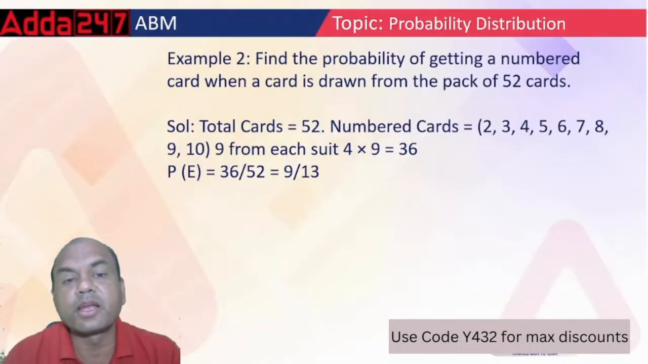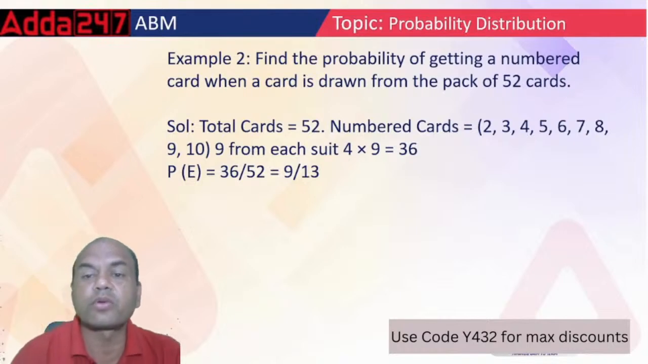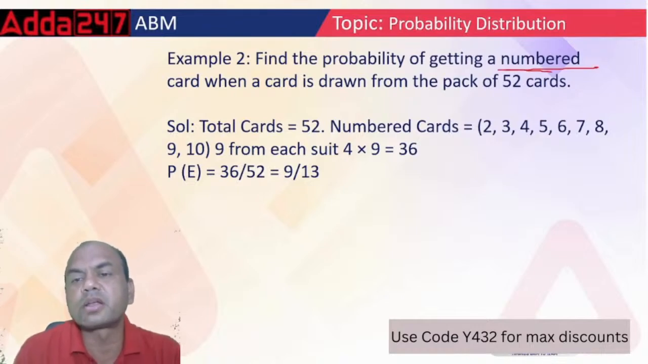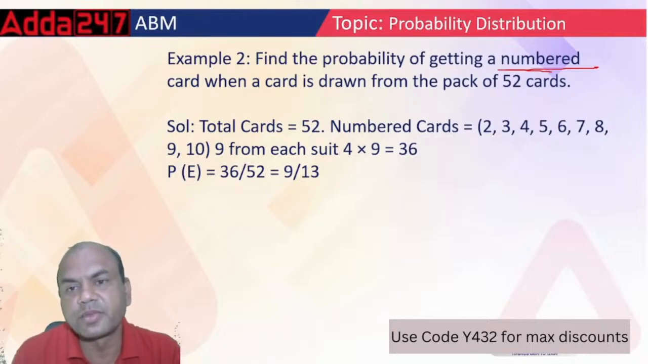Find the probability of getting a numbered card when the card is drawn from a pack of 52 cards. Now I want a numbered card. Numbered card. Now how many numbered cards are there? Firstly tell me. And total is 52.